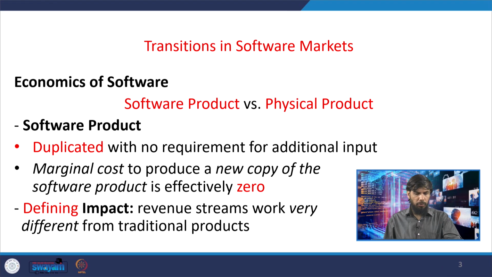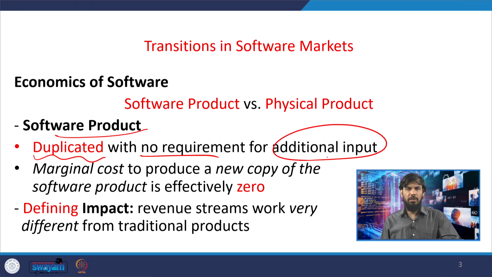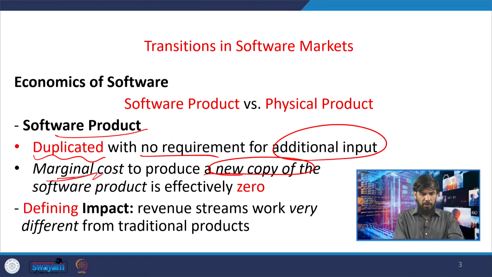Now, when we come to the software product, there is no such thing, right. So, in software product, once you have developed your software program, your software product, you can duplicate it, right. So, there is no requirement for additional input. Once the first copy of the software product is produced, you do not incur a marginal cost to produce a new copy of it, right. So, if you want to produce a new copy of it, there is no marginal cost that you incur. So, marginal cost to produce a new copy of the software product is effectively 0, right.